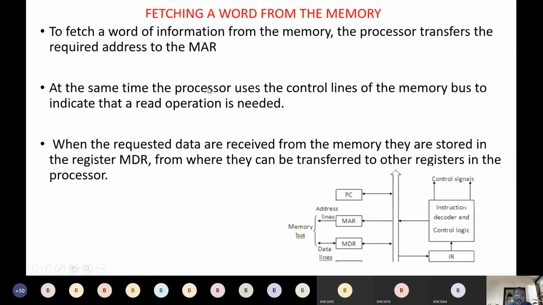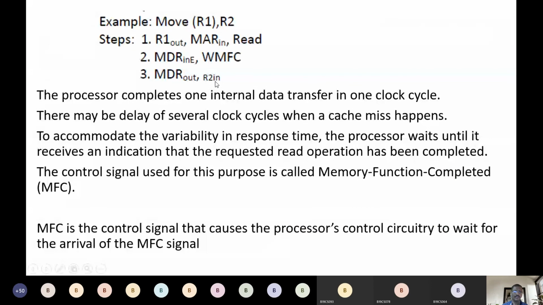So let me repeat once again. Here we are fetching a word. This we'll discuss in the next class. But one thing I want to do is this instruction, which is moving the contents of R1. What does it mean when we say bracket? What addressing mode is this? R1 within brackets, we call this indirect register mode.